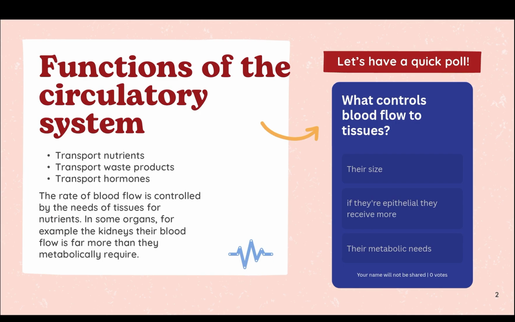Okay, so let's look at the question on the right. What controls blood flow to tissue? Is it their size? Is it that they receive more? Or is it their metabolic need? Obviously, blood flow is controlled by the need, so it is their metabolic need.